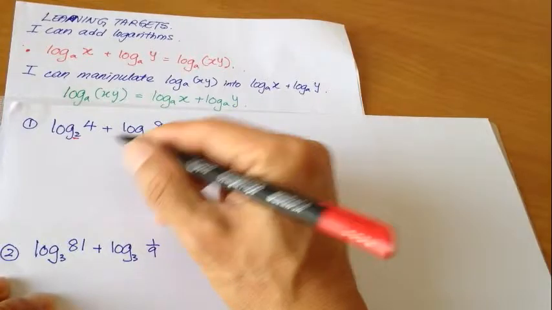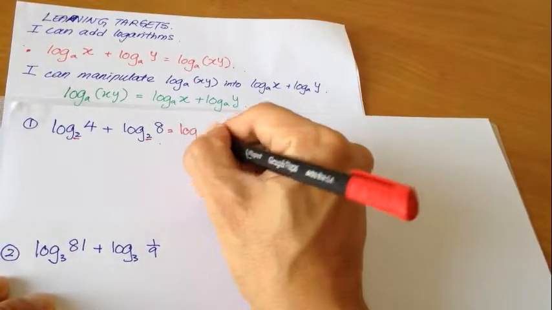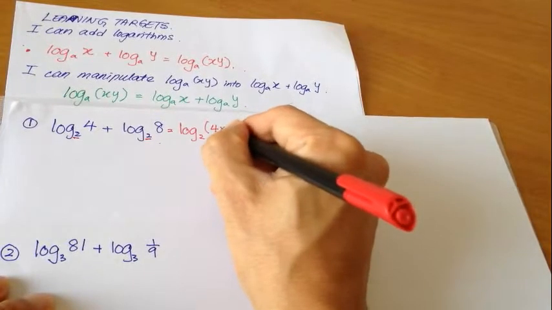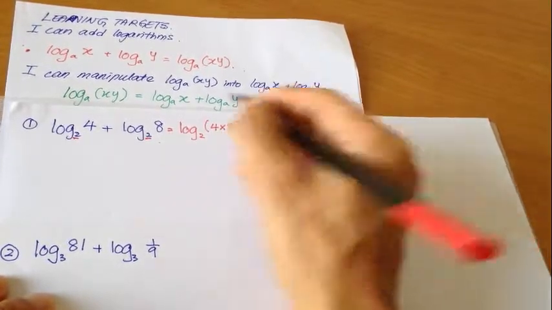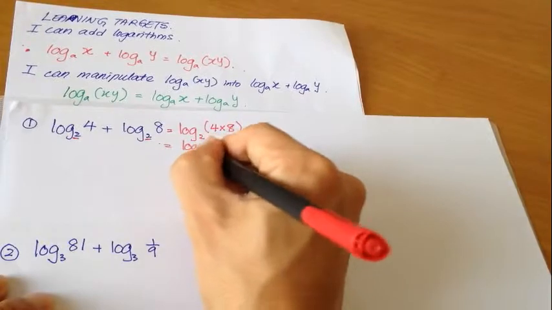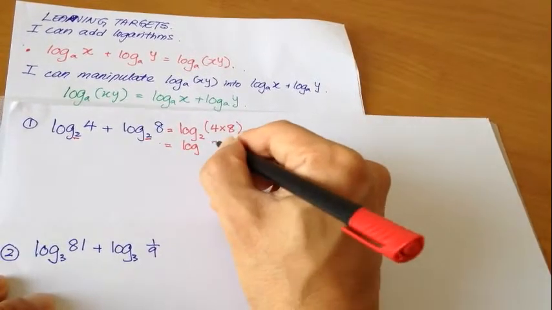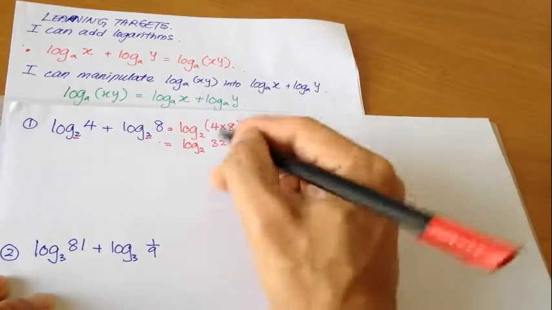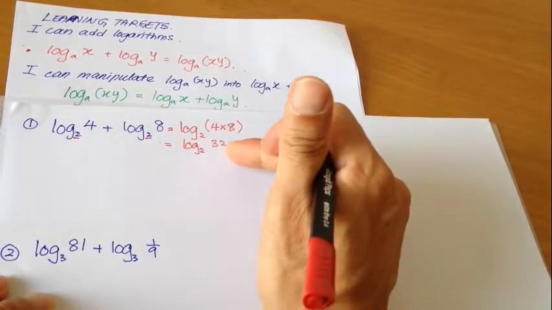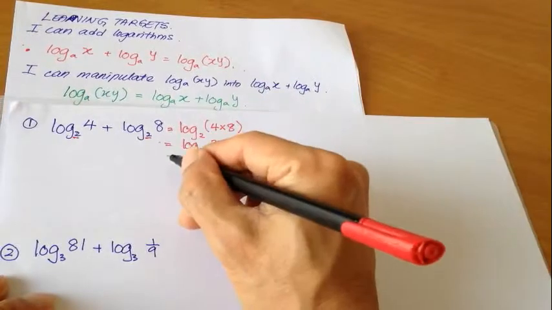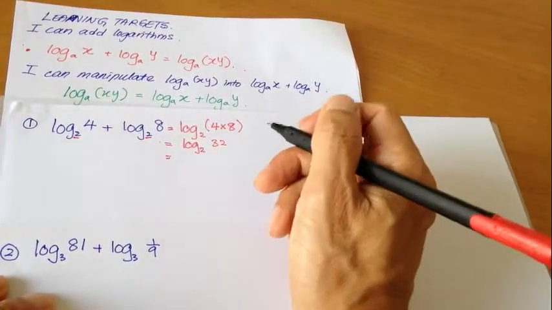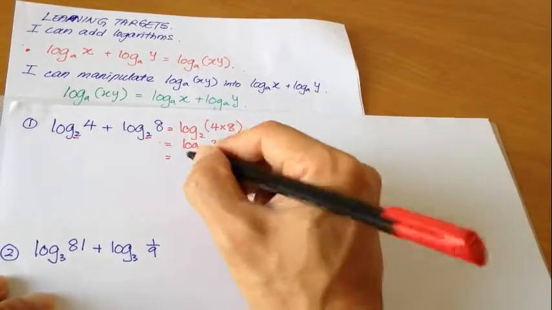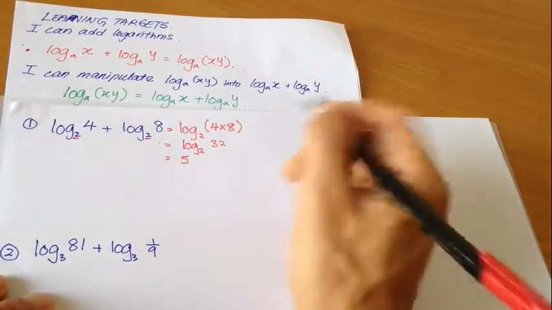Since the bases are the same, I can just rewrite this as logarithm base 2 and take the product of the two factors, 4 and 8. So I will get logarithm of 4 times 8, which is 32, base 2. Now, you can continue doing this and say, how much must 2 be raised to get 32? The answer to that is actually 5.